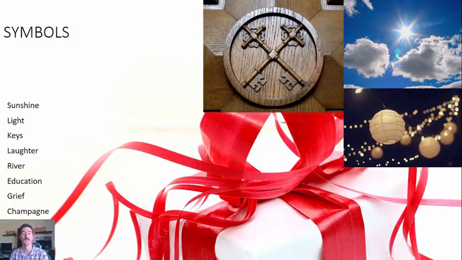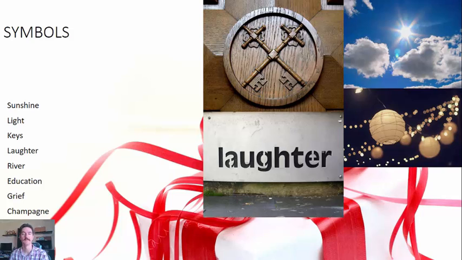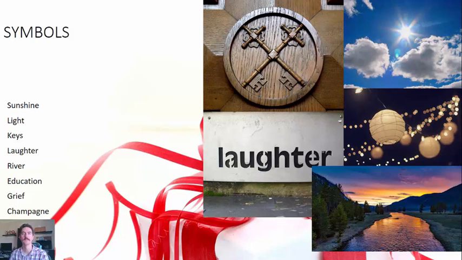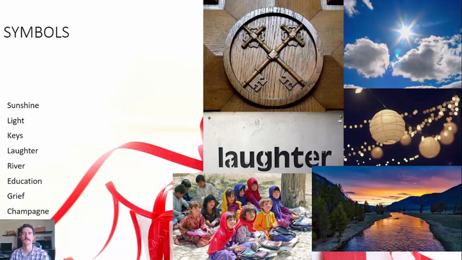Alright, in terms of symbols, I've only given you a very short list, and as you'll see in the next part of the video, you'll be adding a lot of pictures and symbols as you go through. But the first one is sunshine, then light. Keys comes up mostly towards the end of the novel, laughter is towards the second half of the novel, the river is a symbol that's used to describe certain things, education is pretty common throughout. It might even be a motif. We'll work that out later.